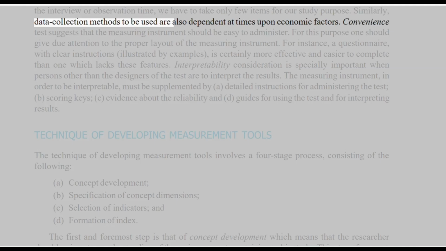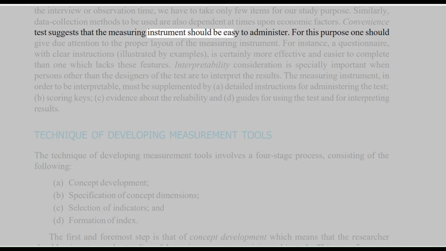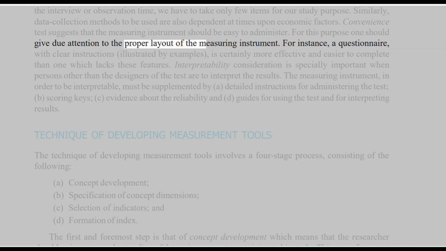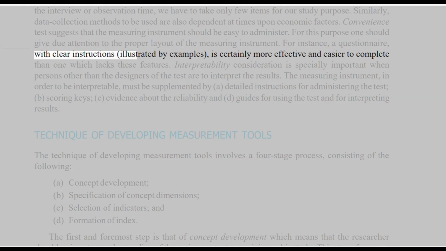Similarly, data collection methods to be used are also dependent at times upon economic factors. Convenience test suggests that the measuring instrument should be easy to administer. For this purpose, one should give due attention to the proper layout of the measuring instrument. For instance, a questionnaire with clear instructions, illustrated by examples, is certainly more effective and easier to complete than one which lacks these features.